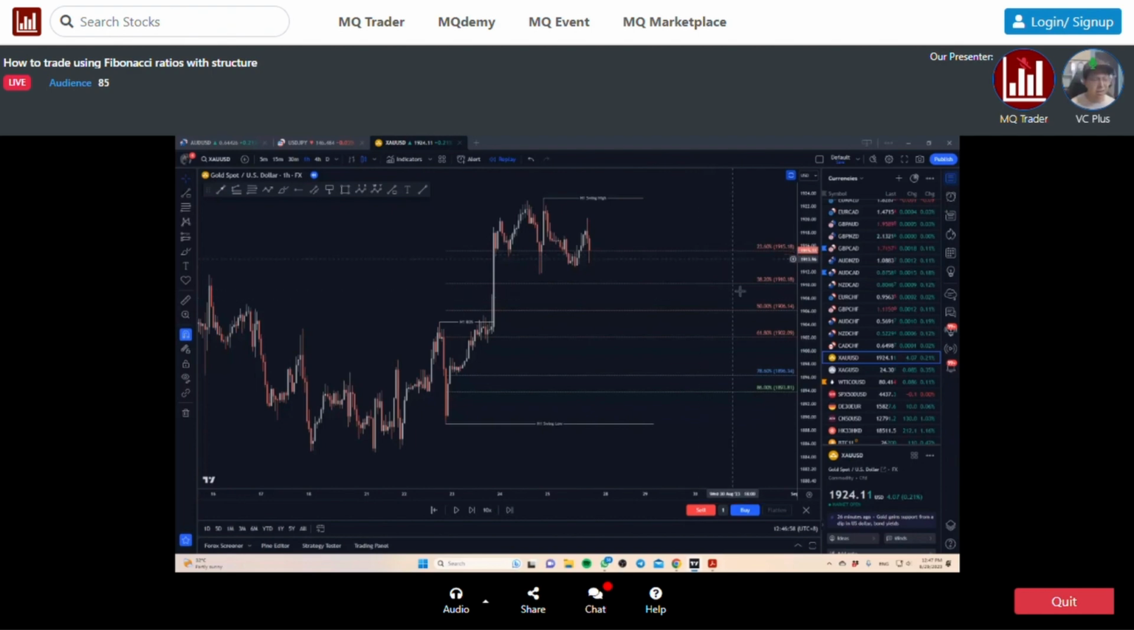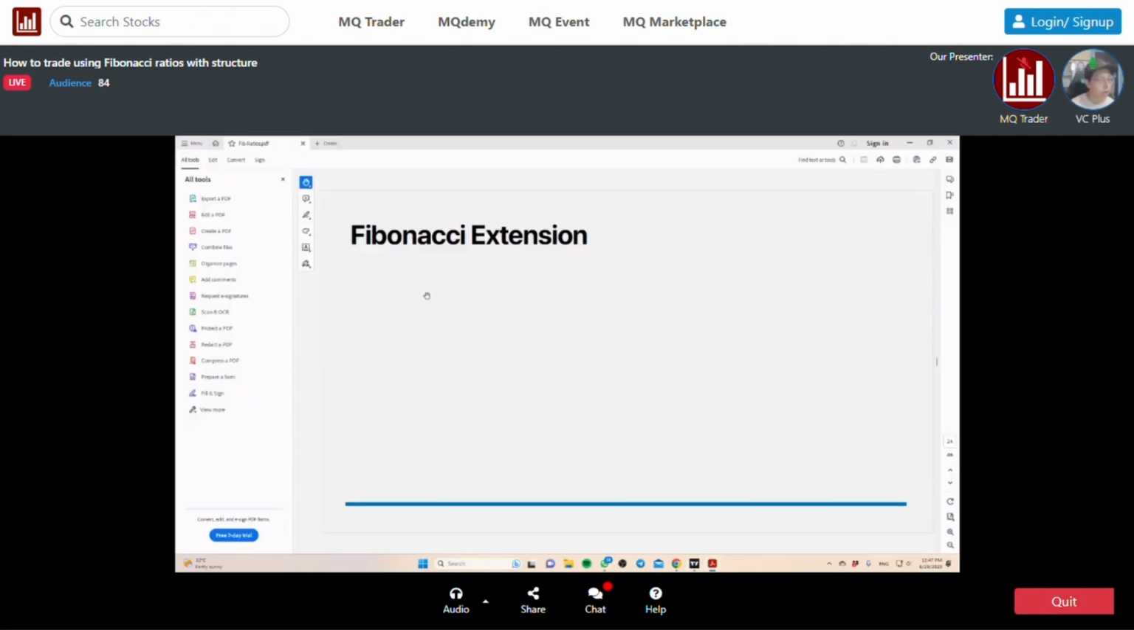So what does this mean? How do we look for entry? That's what we're going to cover as we move forward in today's session. But I just want to do a very quick example of how we pull the fibs: swing low to swing high. That's why you need to be very clear on how to define a swing low and a swing high. So that's on the retracement, how we pull it.